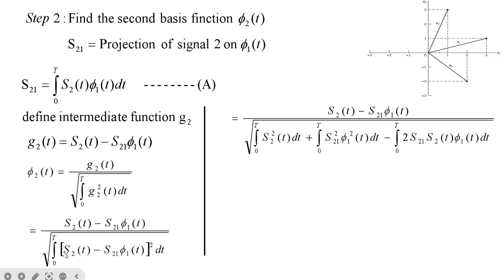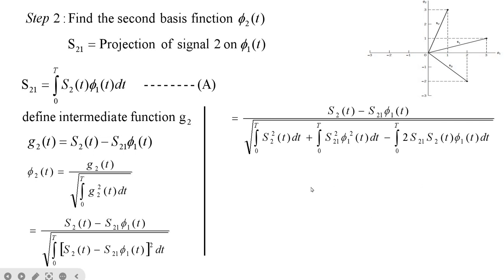So the first term will be a square, that is s2 square of t, so it will be integration from 0 to T of s2 square of t dt, plus the second term square, so again integration 0 to capital T of S21 square into phi 1 square of t dt. Then you have minus 2ab, so minus integration from 0 to T of 2 into ab. What is the value? Here a is s2 of t and b is S21 into phi 1 of t. So you can rearrange and write it as 2 into S21 into s2 of t into phi 1 of t dt.